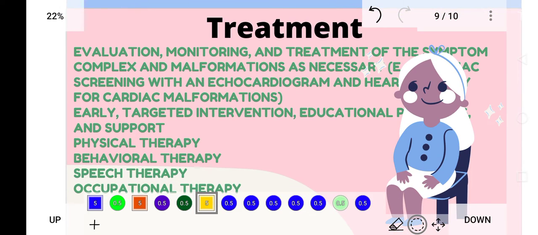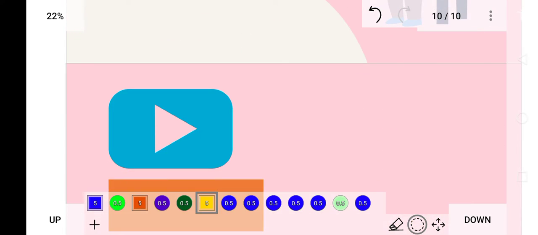The treatment is evaluation of the parents of the patient, and the doctor must inform the parents that their child is suffering from Down syndrome. He has low IQ, and because of low IQ there will be poor performance in school activities, and there may be cardiac malformation in patients with Down syndrome, so early targeted intervention should be there. Educational support should be given to the patient, and they should be admitted to special schools for patients with genetic disorders, and physiotherapy can be given. Behavioral therapy, speech therapy and occupational therapy should be done in patients with Down syndrome.